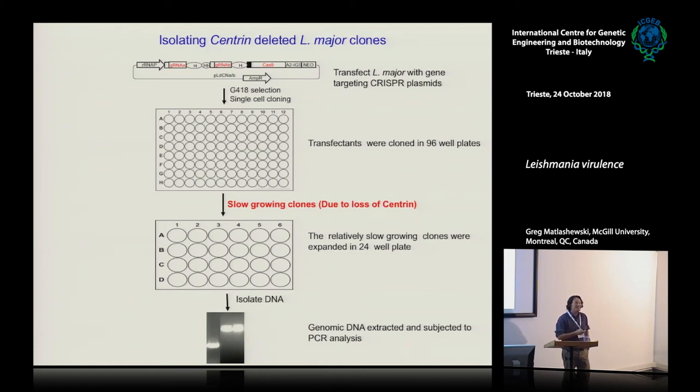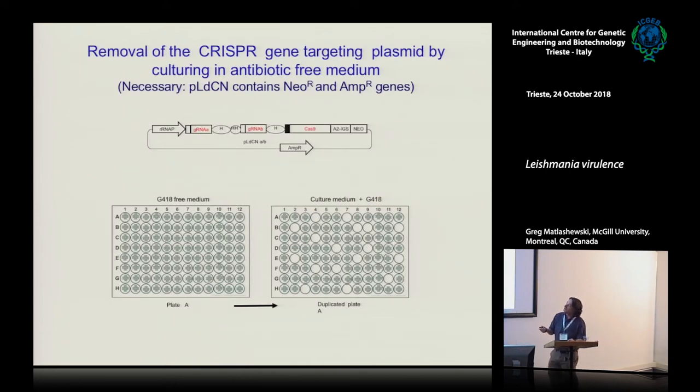So what was done is to go back to single cell cloning, individual cloning. These were grown and then duplicated, and one is grown in G418, which gives protection if you have the presence of the plasmid, and in G418-free media, and we select those clones that could no longer survive in the presence of the antibiotic. If they can't survive in the presence of the antibiotic, it means they lost the plasmid. So we selected clones that had lost the plasmid, and then we just isolated them from the duplicate culture. This way we had removed the plasmid.